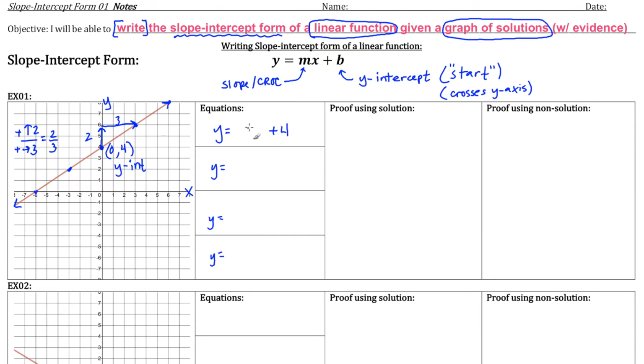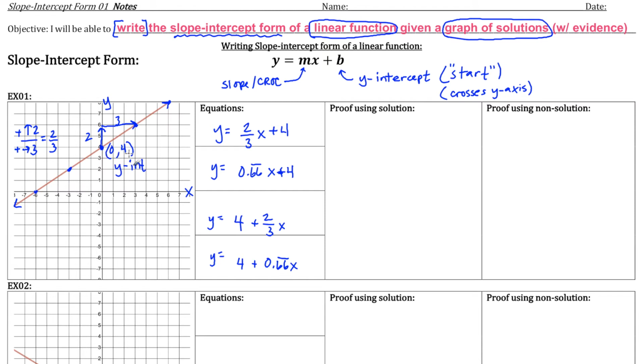I'm actually going to write that a little bit so it doesn't look so separated. 2/3 x plus 4. We can also write this as 0.66 repeating x plus 4. We can also put the plus 4 first, so 4, and then the plus 2/3 x, or positive 2/3 x. And we can do 4 plus 0.66 x.